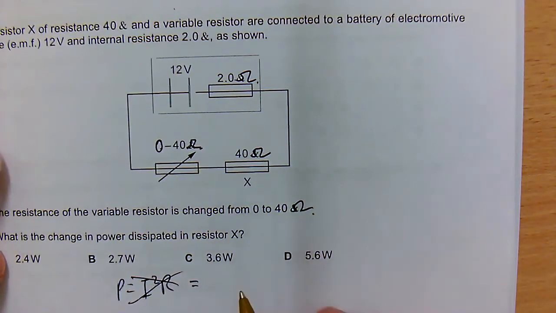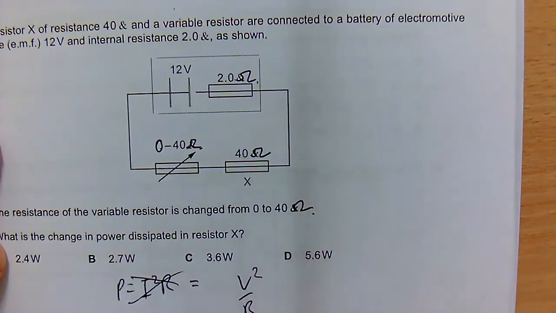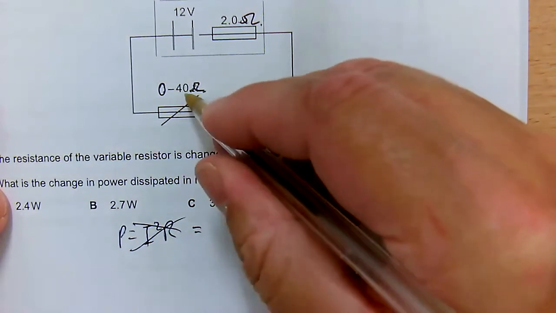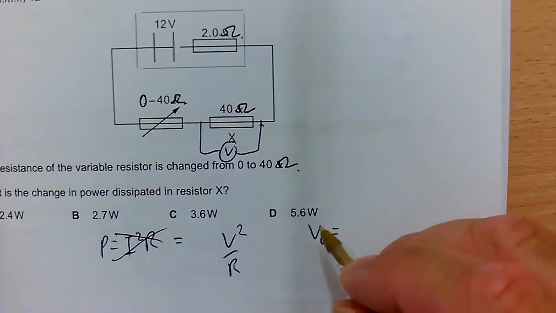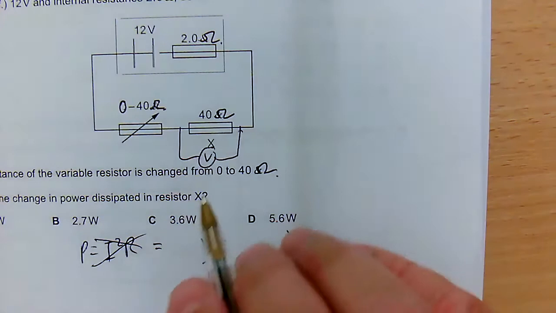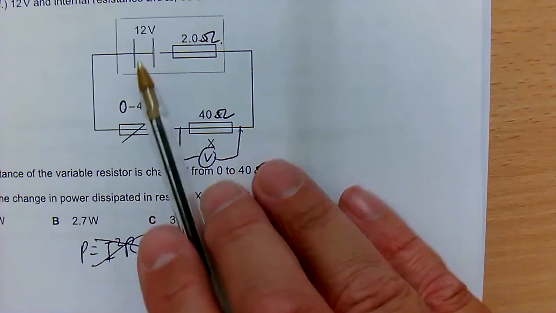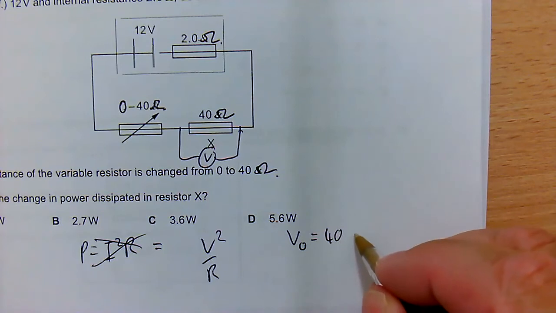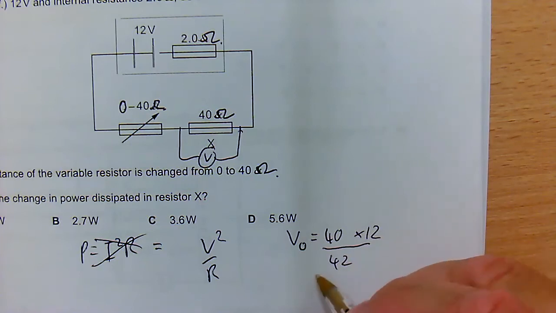We want to work out the power dissipated by X. Okay, we could actually work it out using V squared over R. So we just have to work out what the potential difference across X is when that's 0 and when that's 40. So V1, so V at 0, well, if you've got 40 ohms and 2 ohms, the EMF of 12 volts is shared between them. So it's going to be 40 times 12 divided by the sum of the two resistances, which would be 42.